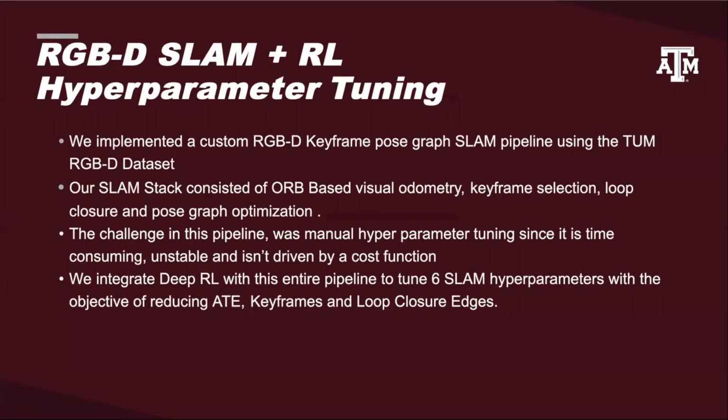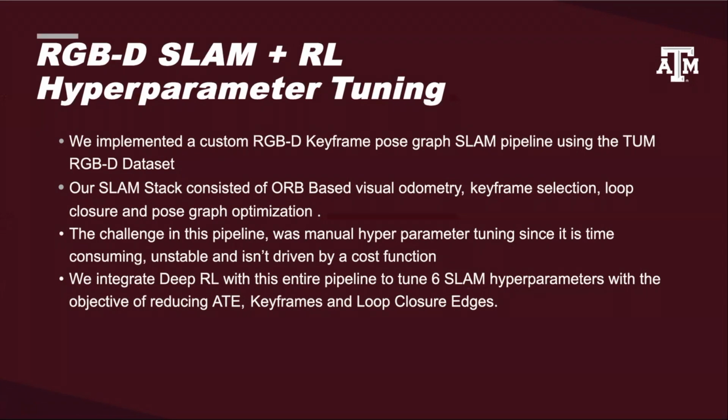This work implements a custom RGB-D keyframe pose graph SLAM pipeline on the TUM Pioneer SLAM 2 sequence. The system uses ORB-based visual odometry, motion-based keyframe selection, loop closure detection, and pose graph optimization to recover a consistent trajectory. A major challenge is manually tuning several interacting hyperparameters controlling keyframe creation and loop closure robustness.